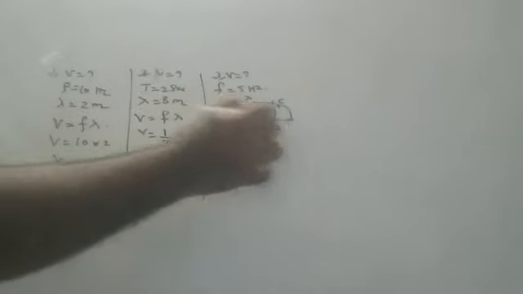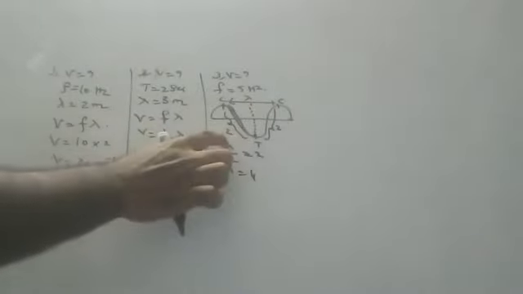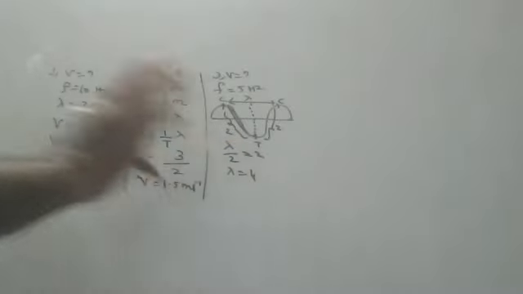Because exactly crest and trough will be half. So 2 plus 2 is 4, or half is lambda by 2. Lambda by 2 is 2 I gave. So lambda is equal to 4.